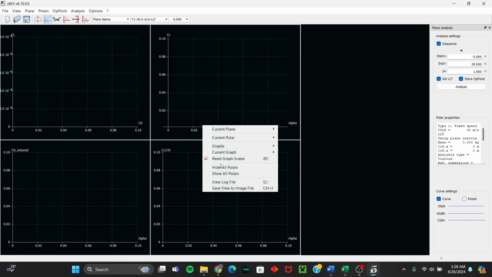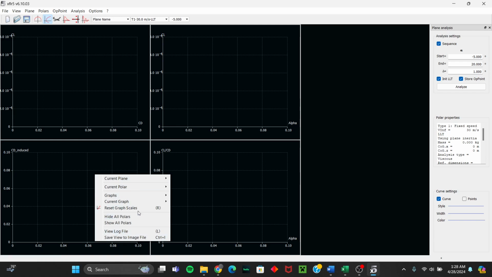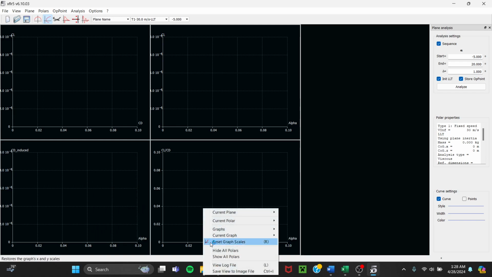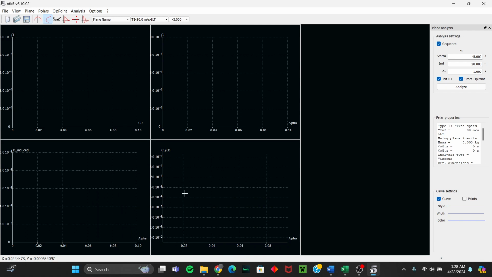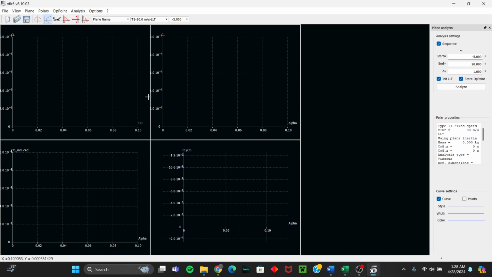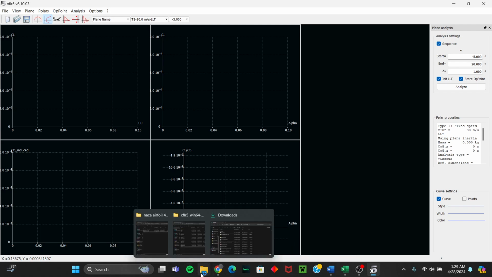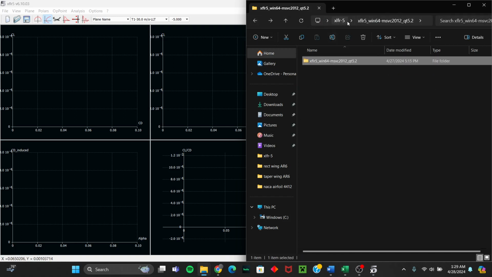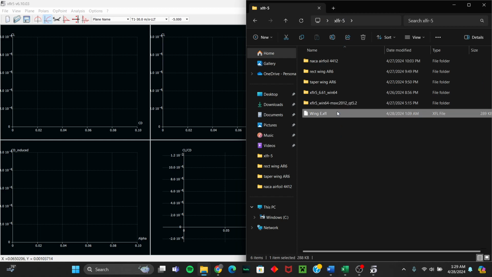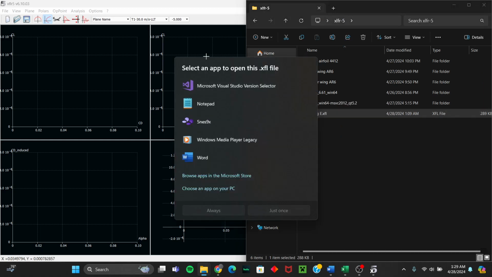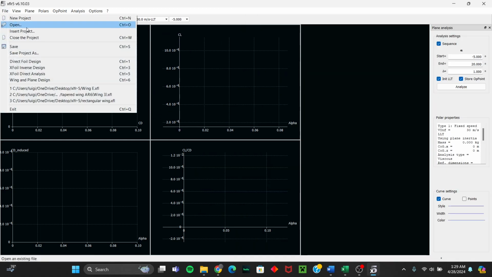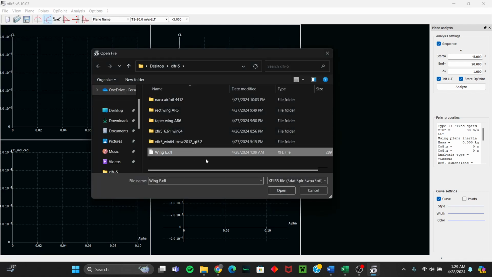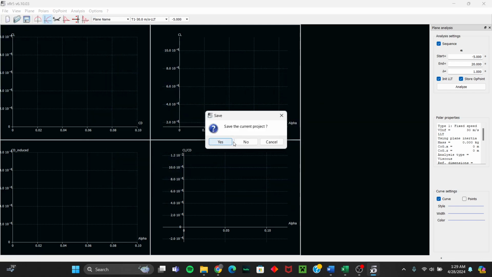Say graph scales. Okay, it's not showing for some reason. Well, you know what we're gonna do? I'm gonna show you what these graphs look like since they're not running. So if we go over here to here. Oh, no. Let me open the project. It's gonna be this wing.